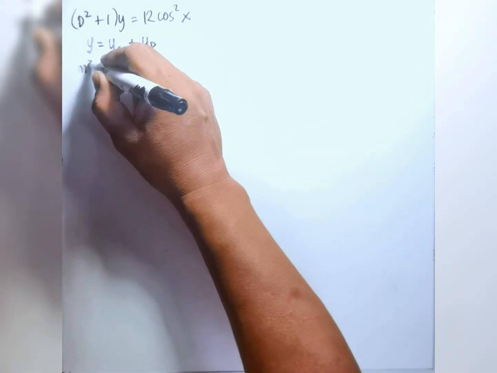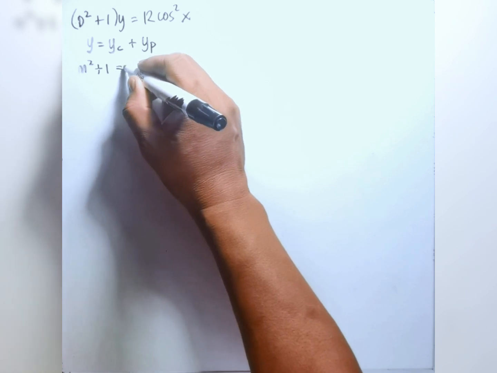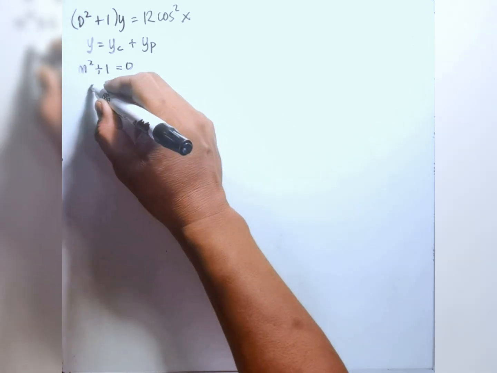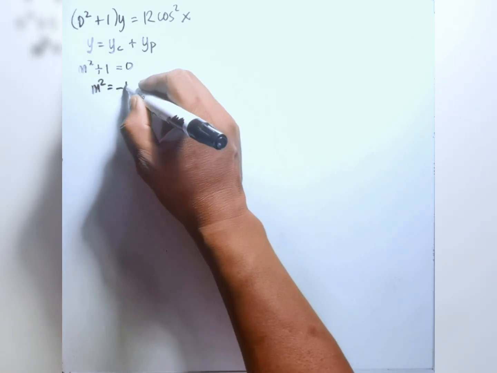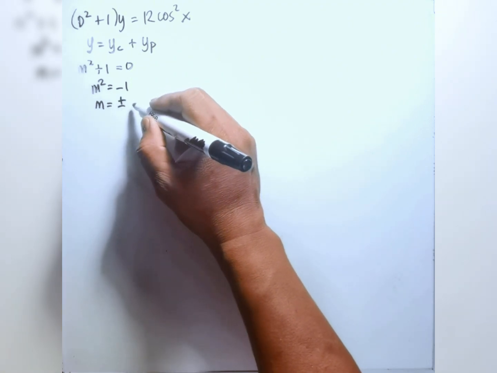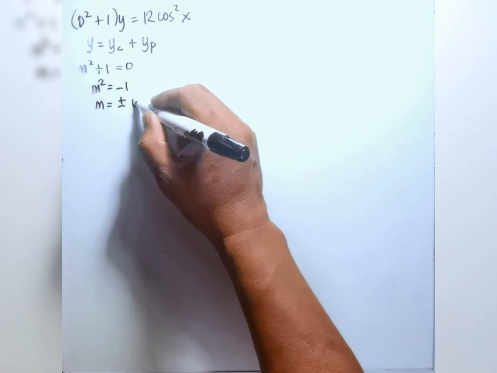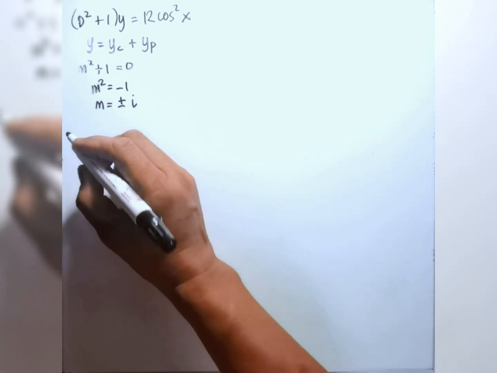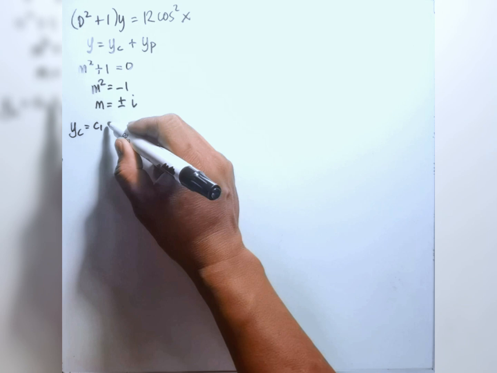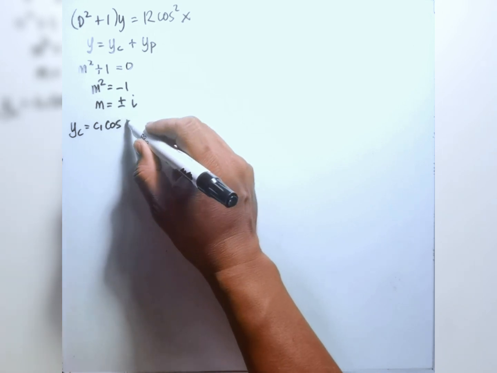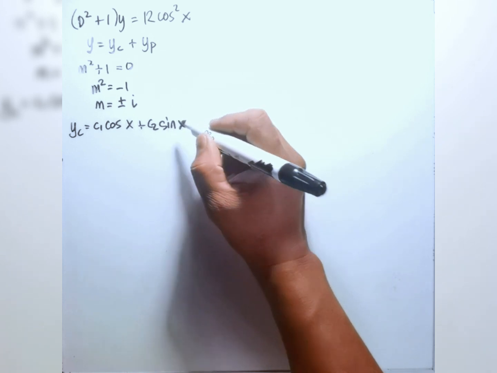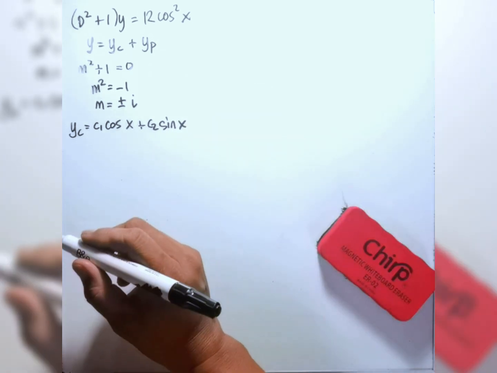First, we write the auxiliary equation of the homogeneous equation. That's m squared plus 1 equals 0, or m squared is negative 1, and m is plus and minus square root of negative 1, which is an imaginary number. So for imaginary root, y sub c is c1 cosine of x plus c2 sine of x. So next we solve for y sub p.